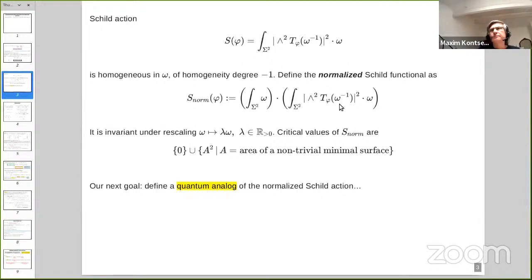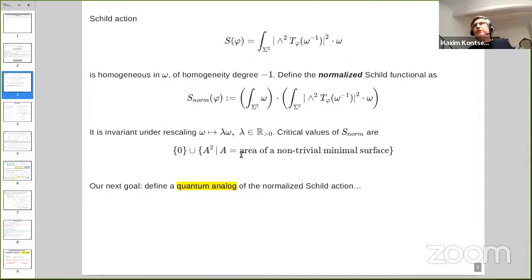If you replace the constant by a function, it will definitely not be invariant. So it's no longer a local functional, it's a product of two local functionals, in the sense of a product of two integrals. And the critical values of this functional now take discrete values because this rescaling plays no role. It will still be 0 for trivial solutions and squares of areas of non-trivial minimal surfaces.